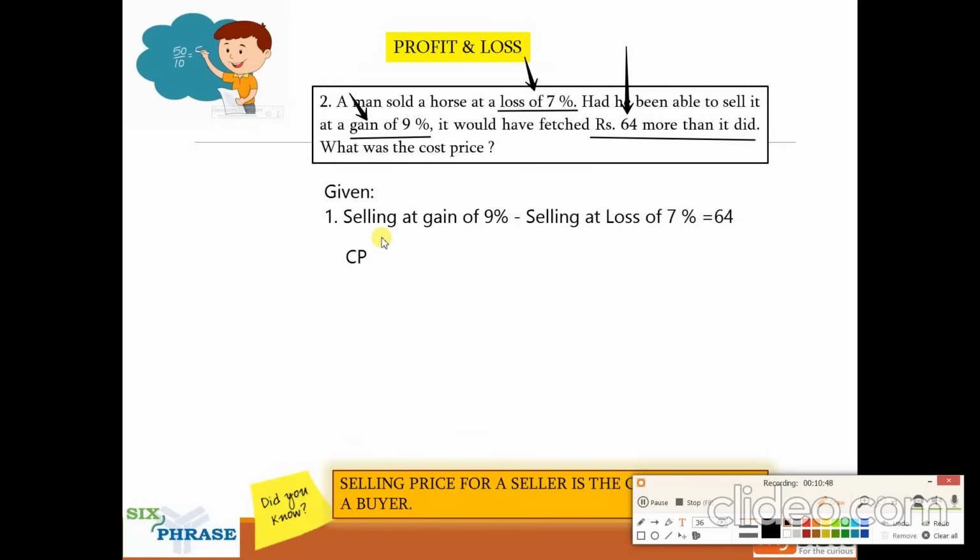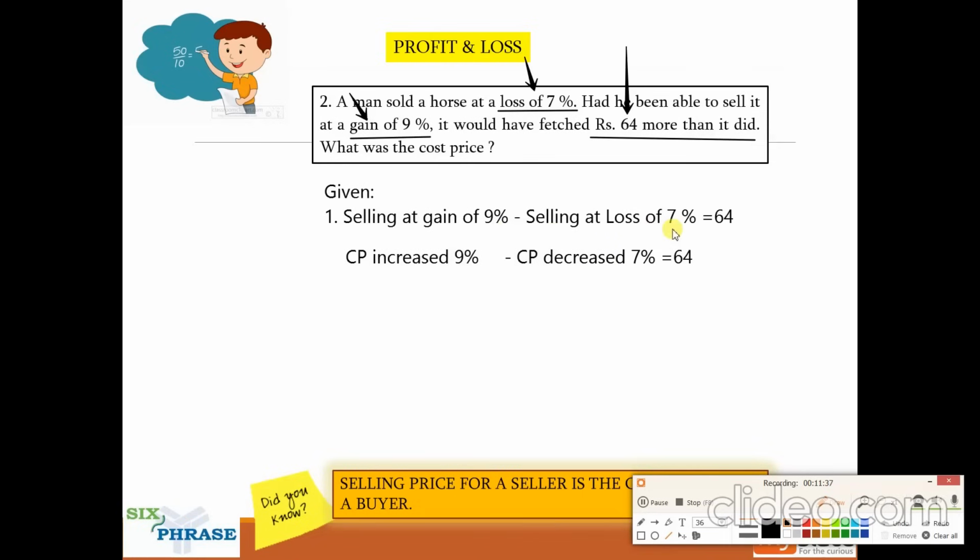Cost price here increased 9%, yes, because this is selling price at a gain. Here it will be cost price decreased 7%. Okay, so this is where you have to be very careful. This will be equal to 64. Your selling price will always be greater in the profit, right? So you have to make sure your selling price becomes greater than cost price. So you have to increase cost price by 9%. Now you do that, you will get the selling price at gain percentage of 9%.